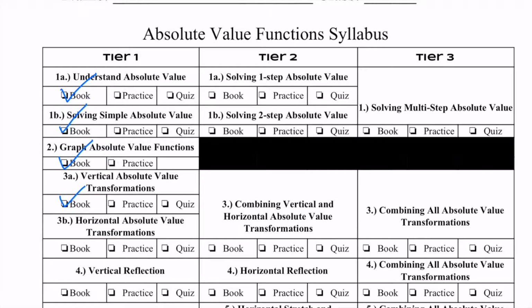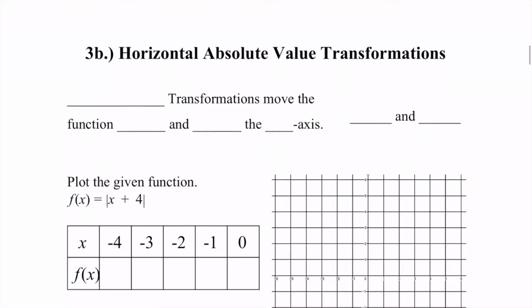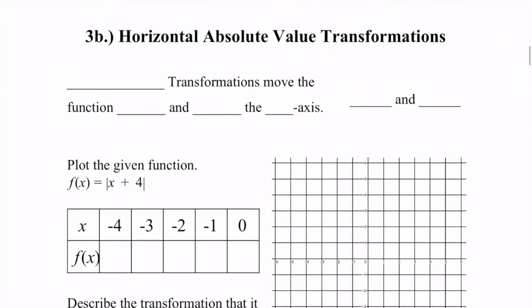We're back into our absolute value function syllabus. We are now on lesson 3b. We're now dealing with horizontal absolute value transformations. So let's check off our booklet and scroll down. We arrive at the horizontal absolute value transformation.